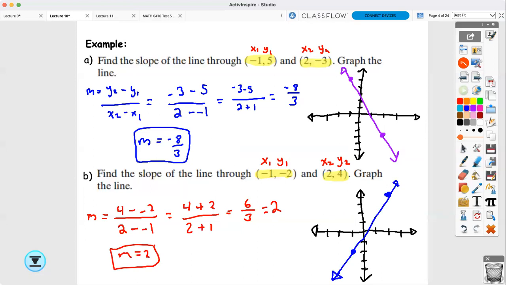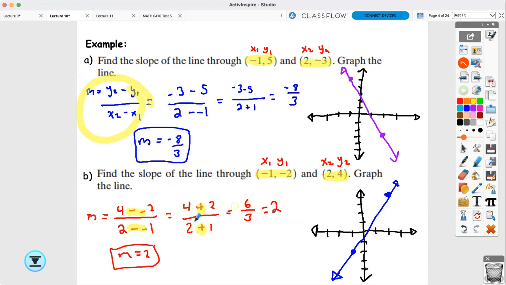Let's look at B. So find the slope of the line through -1 comma -2 and 2 comma 4. Graph the line. So first things first, we label the points x1, y1, x2, y2. And then we plug it into the formula that I put on top in example A right here. So then we have y2, which was 4, minus y1, which was -2, over 2 minus -1 for x1. So right there, we have two negatives on both, right? And remember, in math, when we have two negatives, it makes a positive. So I made that into a 4 + 2 and a 2 + 1, which now we can simplify.